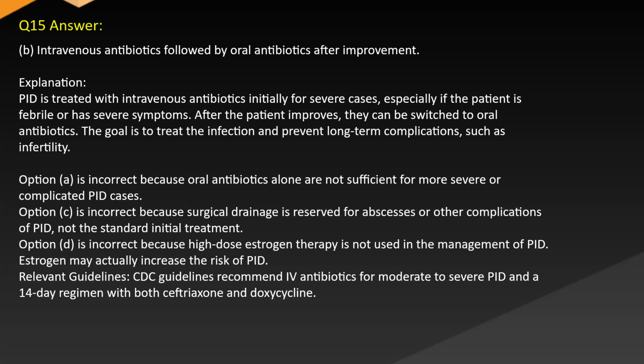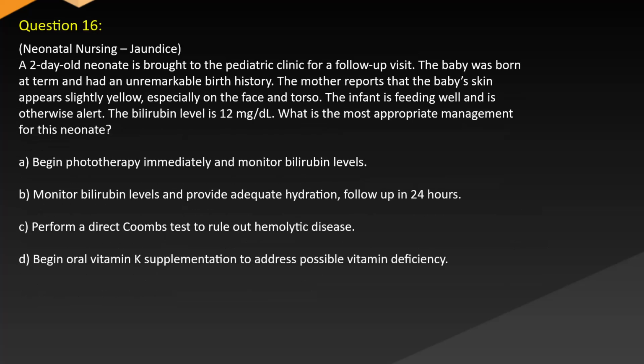Relevant guidelines: CDC guidelines recommend parenteral antibiotics for moderate to severe PID and a 14-day regimen with both ceftriaxone and doxycycline. Question 16. Neonatal nursing. Jaundice. A 2-day-old neonate is brought to the pediatric clinic for a follow-up visit. The baby was born at term and had an unremarkable birth history.